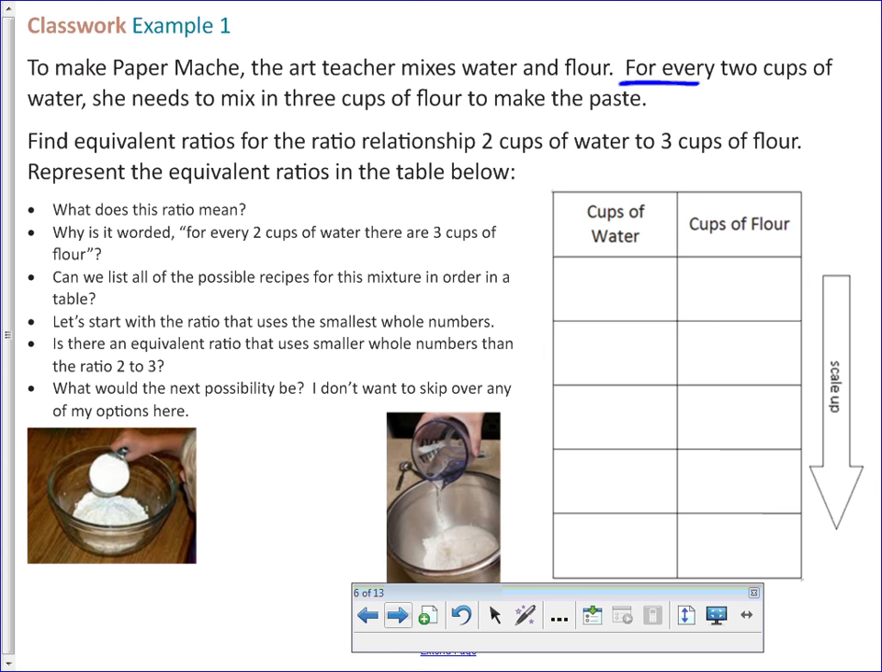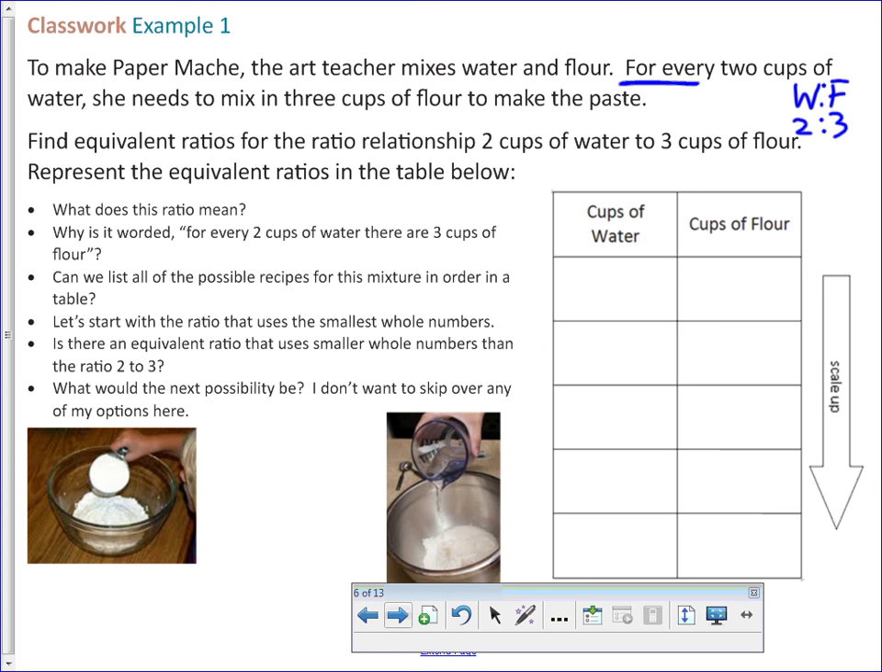So what 2 things am I comparing here? What are my 2 things in my ratio? You're comparing water and flour. Water to flour, and what's my ratio? 2 to 3. So I'm just going to put that off to the side, which you should be doing. You should have your date on the page. Okay.